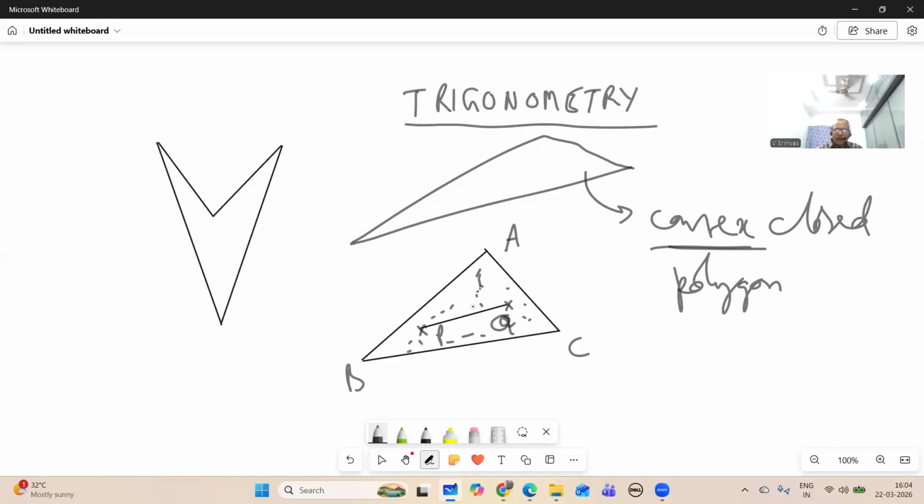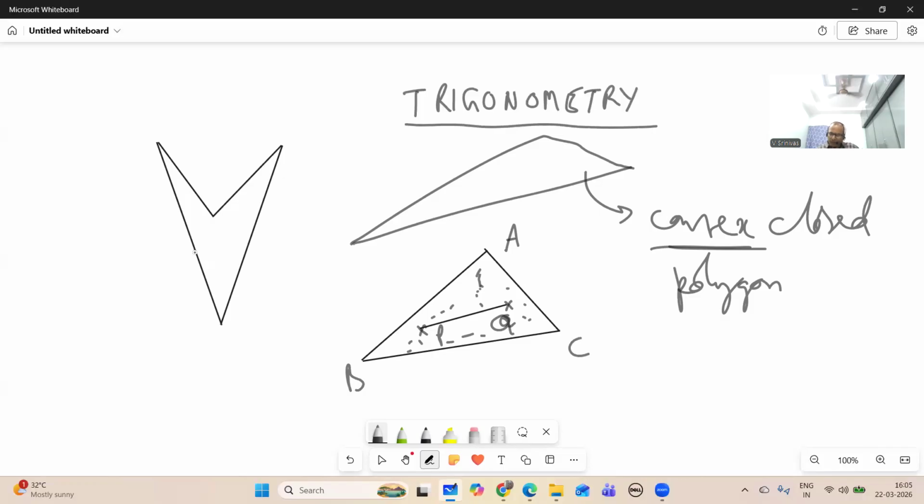If you take any arbitrary pair of points in it and join them with a line segment, that line segment must lie inside the interior only. It should not cross beyond the triangle. Such a polygon is called convex.